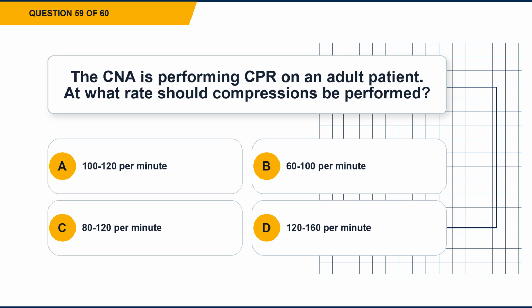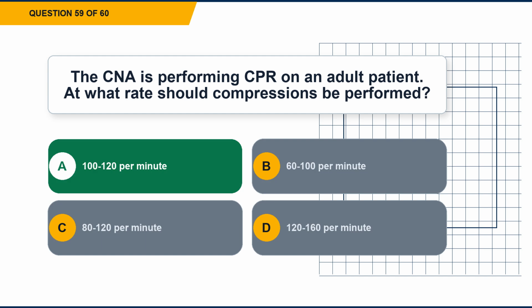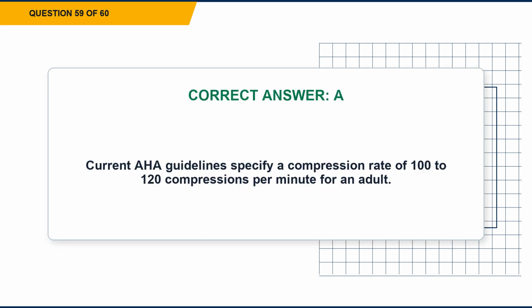Question 59. The CNA is performing CPR on an adult patient. At what rate should compressions be performed? Option A. 100-120 per minute. Option B. 60-100 per minute. Option C. 80-120 per minute. Option D. 120-160 per minute. The correct answer is option A. 100-120 per minute. Explanation. Current AHA guidelines specify a compression rate of 100 to 120 compressions per minute for an adult.